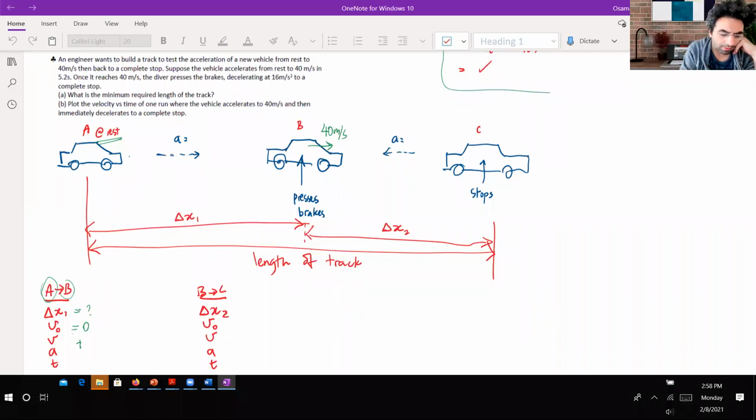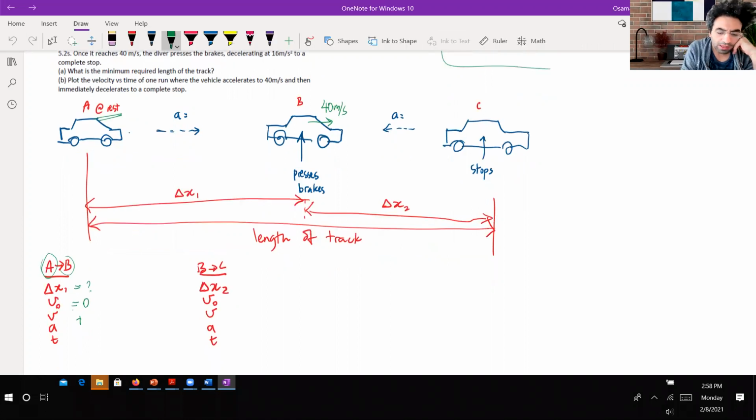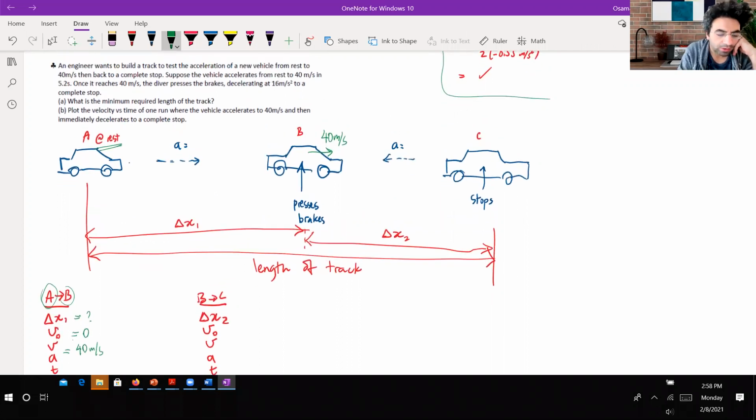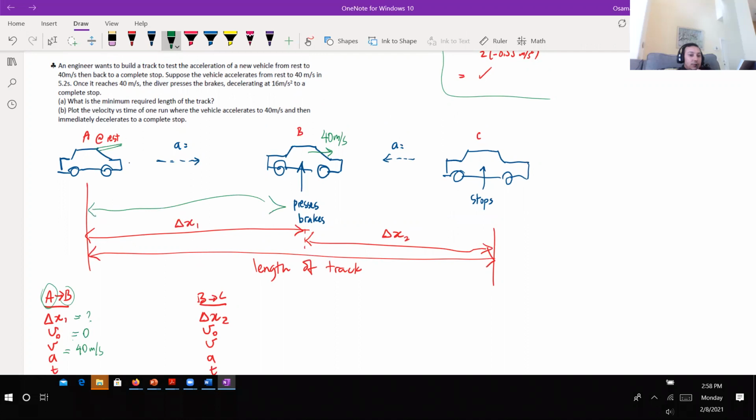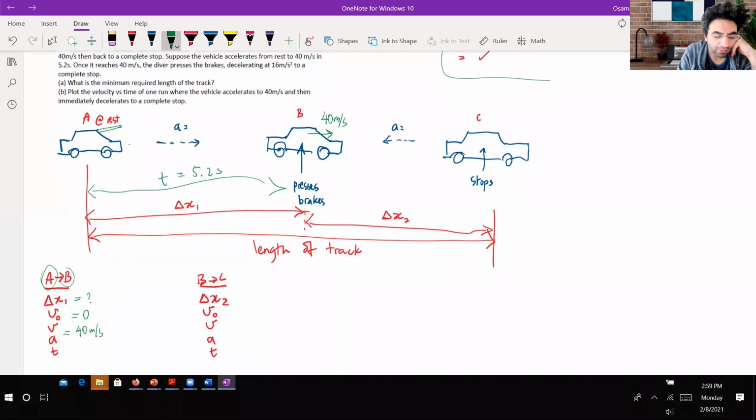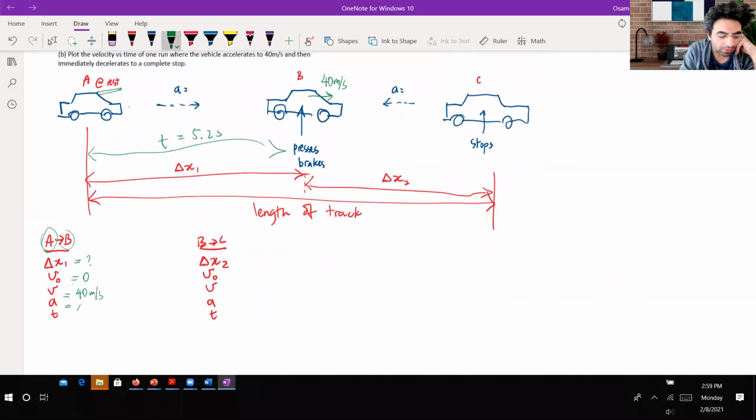My final velocity for this segment is the velocity at point B, so that's 40 meters per second. The acceleration for this segment, well, that's a question. An engineer wants to build a track to test the acceleration from rest to 40 meters per second. Suppose that the vehicle accelerates from rest to 40 in this amount of time. I don't know the acceleration for this segment. I just know the time, which is 5.2 seconds.